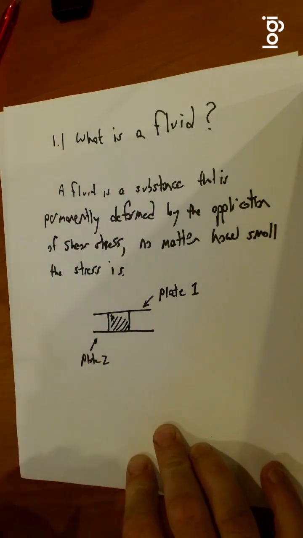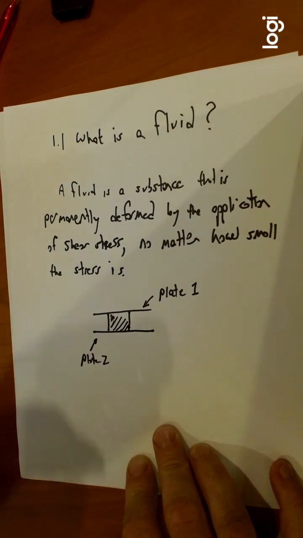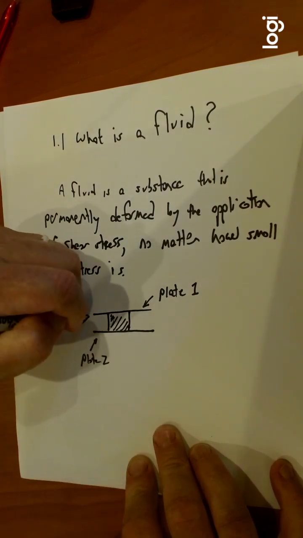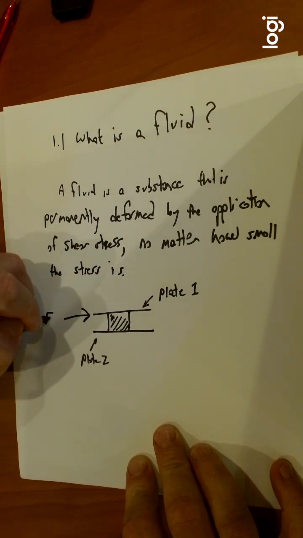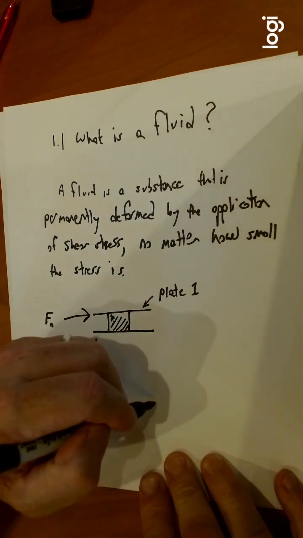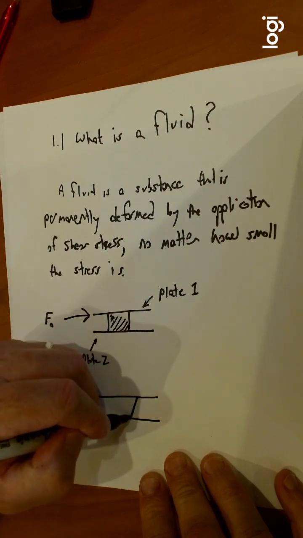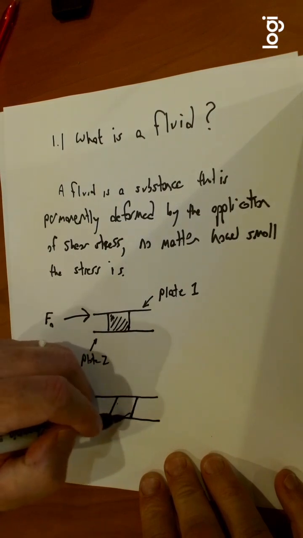So there's your solid. And what's going to happen here is we're going to actually apply force to plate 1. So we're going to take plate 1, and we're going to push on it with some force. I'm going to call that force F naught, and push plate 1. And because it's stuck to the solid, it will deform. And so what will happen is you'll get a small deformation of the solid. Obviously, the size of that deformation depends entirely on what the solid is.